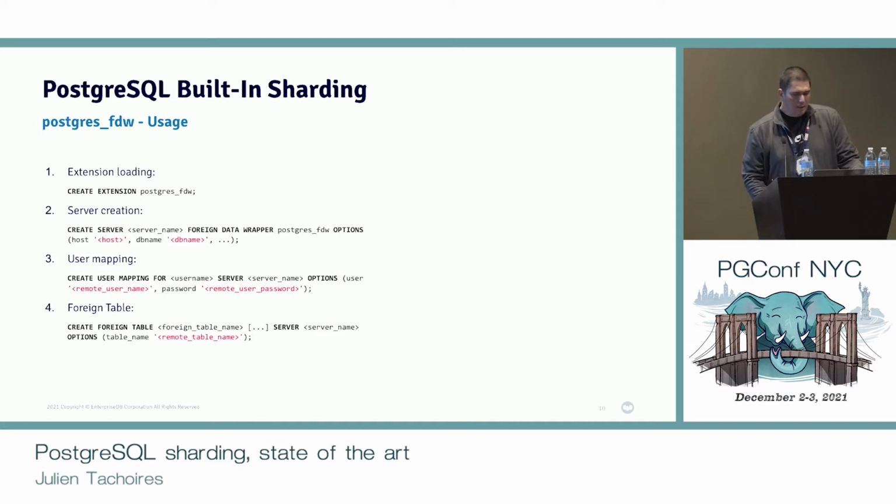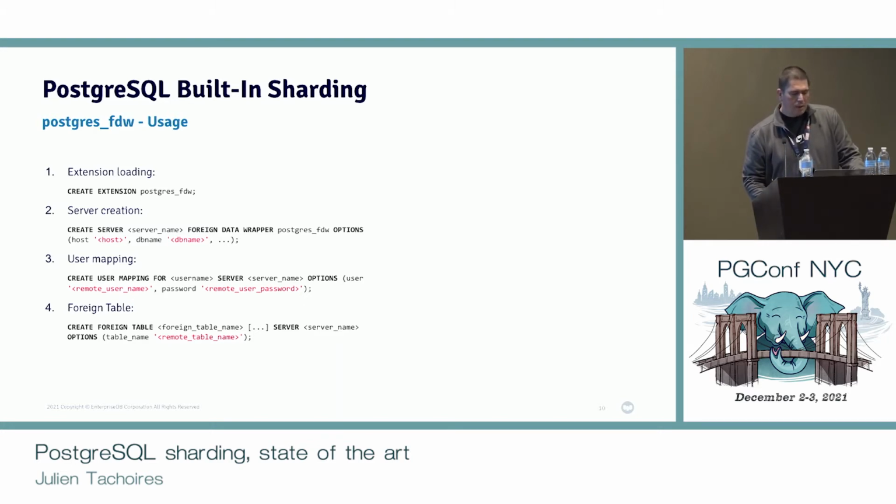So using the Postgres foreign data wrapper is not complicated. First of all, we have to create the extension on the database. We want to make it available. And then we can create our server object with the create server statement. And at this step, we have to define the target host address, the listening port, and the database name.